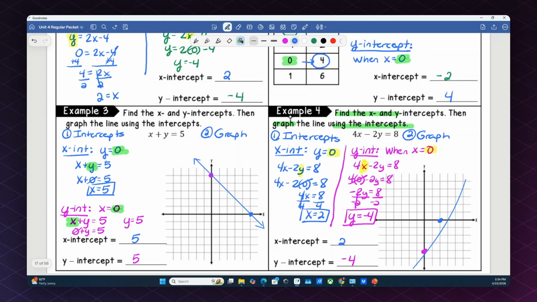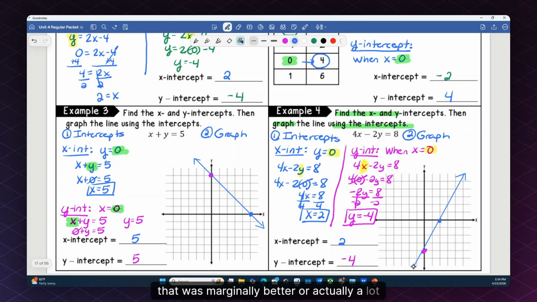Yeah, that was awesome. Okay. Draw again. Okay, that was marginally better, or actually a lot better. Okay, so there's our line, as best as I could do, drawing freehand on the computer.